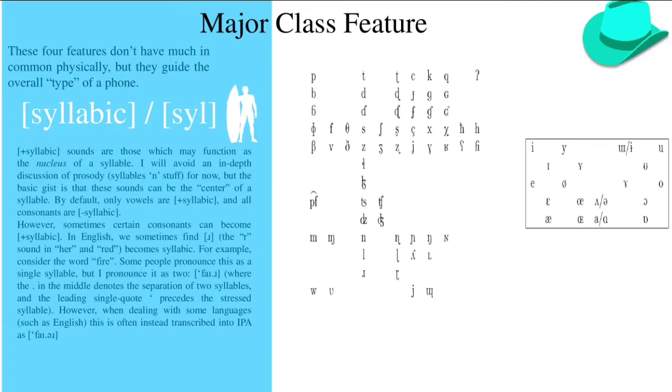In English, we sometimes find the R sound in "her" and "red" become syllabic. For example, consider the word "fire". Some people pronounce this as a single syllable, but I pronounce it as two. The dot in the middle denotes the separation of the syllables, and the leading single quote precedes the stressed syllable. However, when dealing with some languages, such as English, this is often instead transcribed into IPA differently.